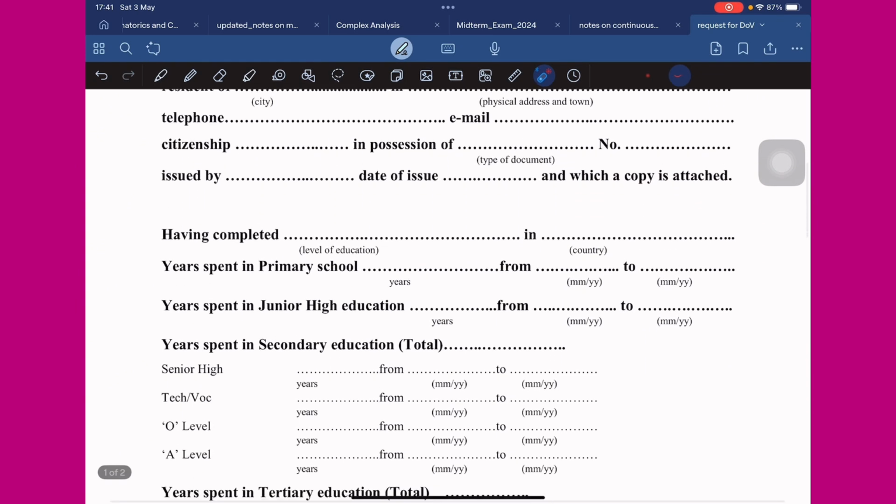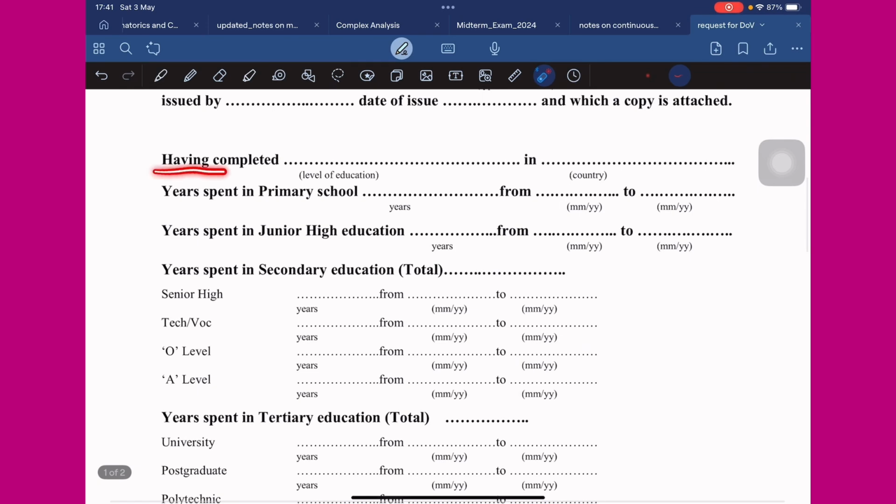Then the next step is "having completed." This is your level of education. So here, if it is bachelor degree, you write bachelor degree here. If it is diploma, you write it here. That's your current level of education. Then "in the country," so the country you completed this education in, you write the name of the country here.